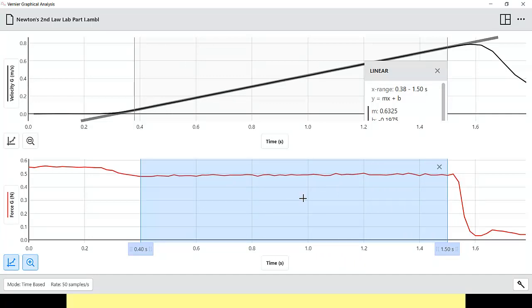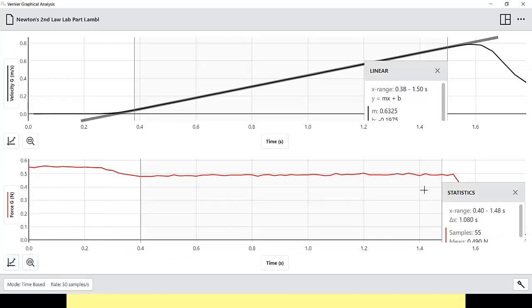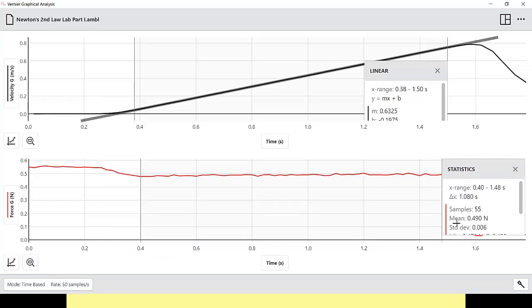You with me? Now that's a horizontal line as well, but you do notice it's bouncing up and down a little bit. All right, so we got a ton of data points in here, right? So we could just click on the graph and look at one point, and see roughly how much it is, but instead, we can pick a nice flat part of the graph, go in here, go to statistics, and then look at average or mean, 0.490 newtons. That's the average force that's being applied.